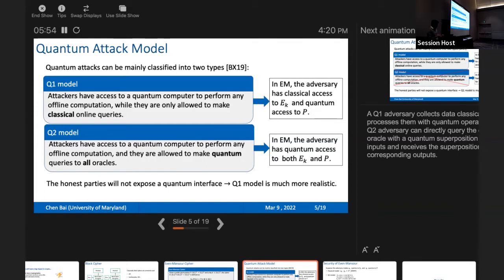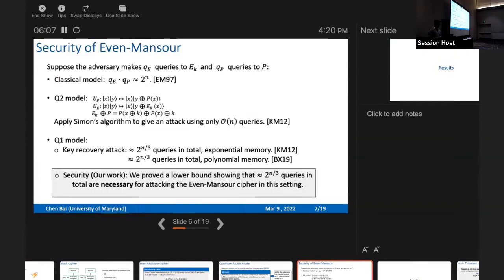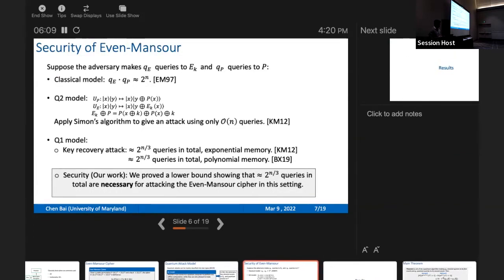And with all that said, the Q1 model is much more realistic and natural than the Q2 model, even when large quantum computers exist. So the Q2 model is not what we want. Next, I want to talk about the security of Even-Mansour. First, it is classically secure with optimal attack QE times QP at least around 2^n. This proof was first given by Even and Mansour and then later evaluated by others.